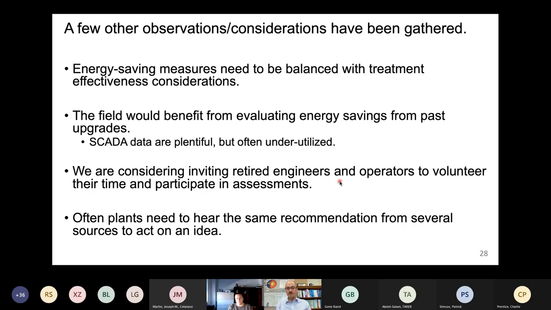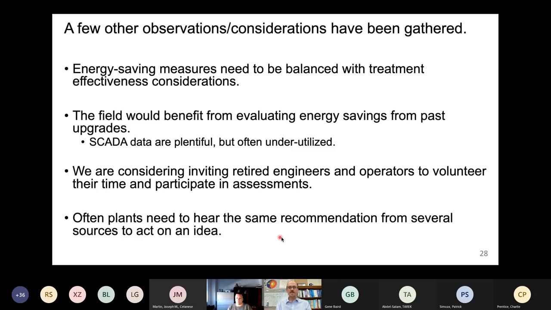We're also considering inviting retired engineers and operators to volunteer their time. A few people have been willing to do that. They know a lot about how to operate these kinds of facilities, and they're interested in helping out and giving back to the community. So that's something we're looking into.